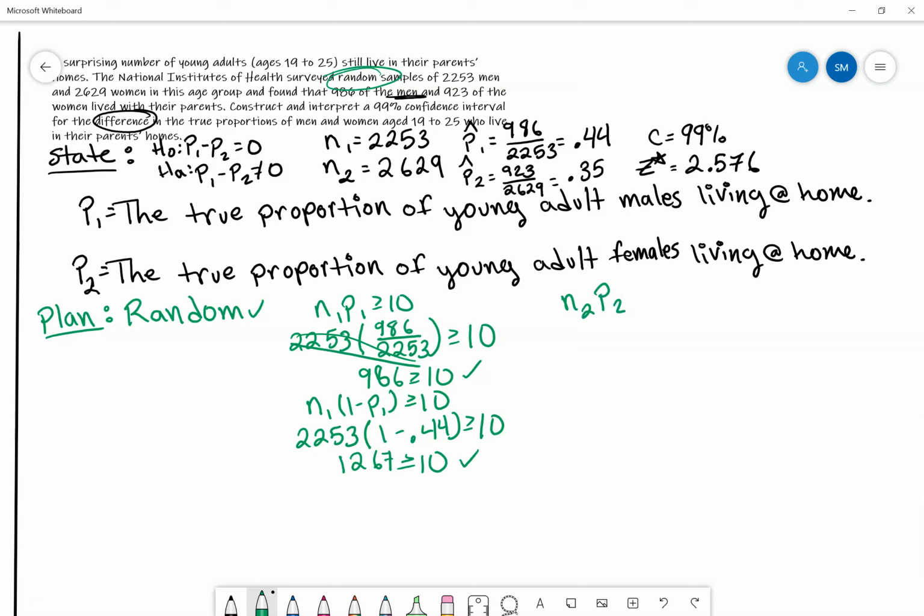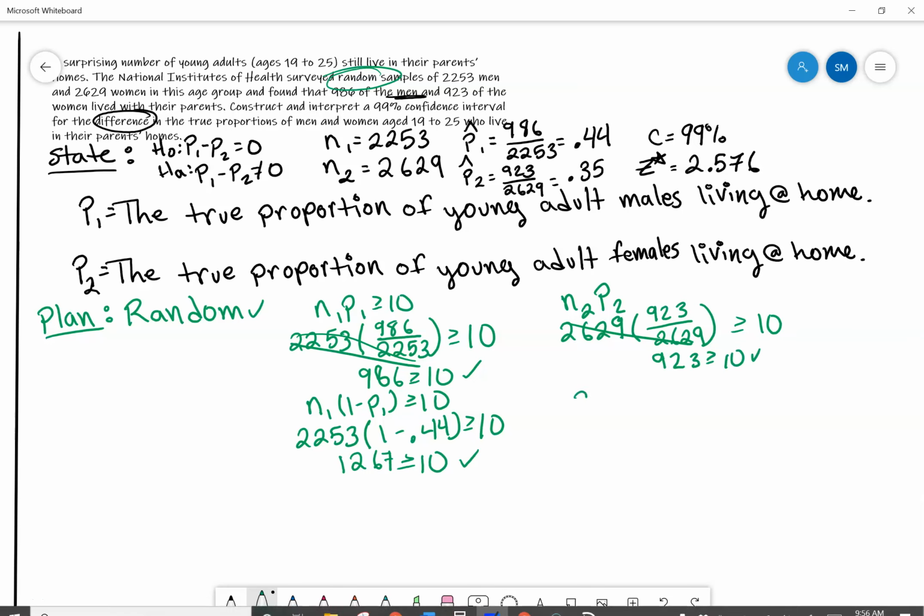So the female population, so we have 2,629 times 923 over 2,629, greater than or equal to 10. So is 923 greater than or equal to 10? Yes. Then we do the next one.